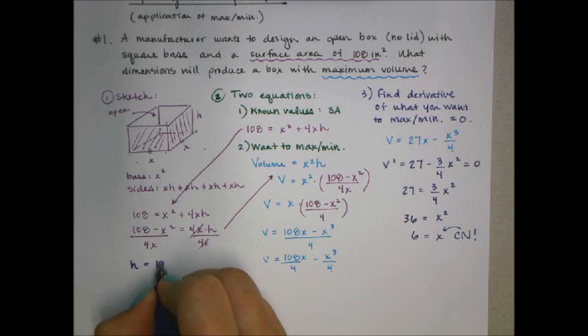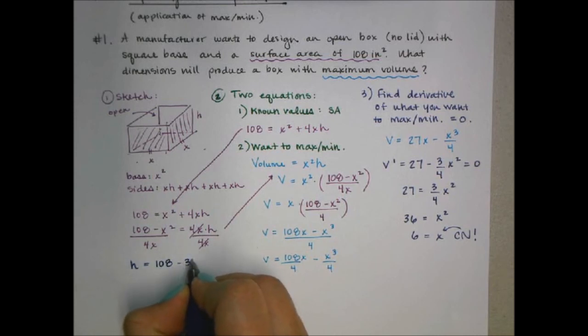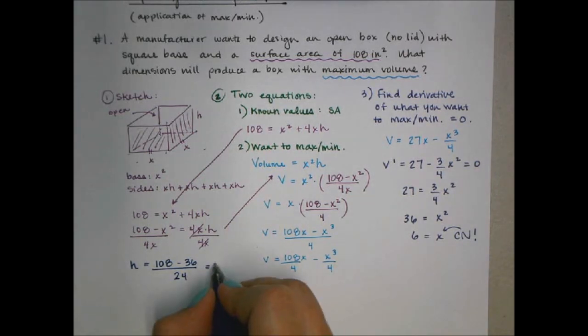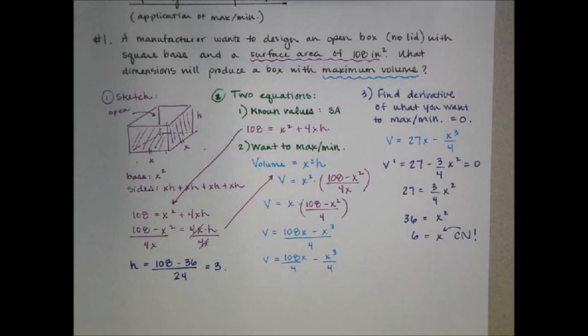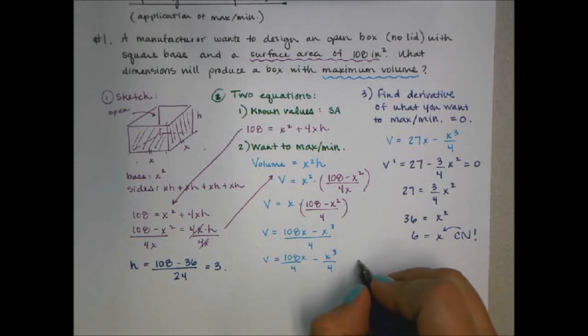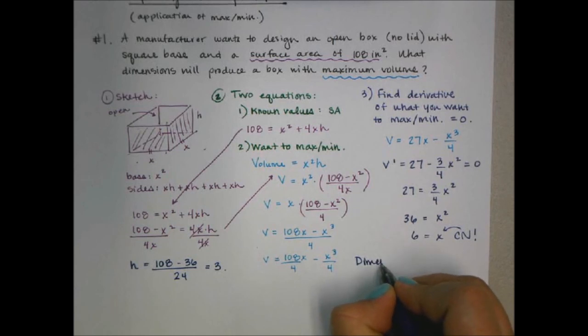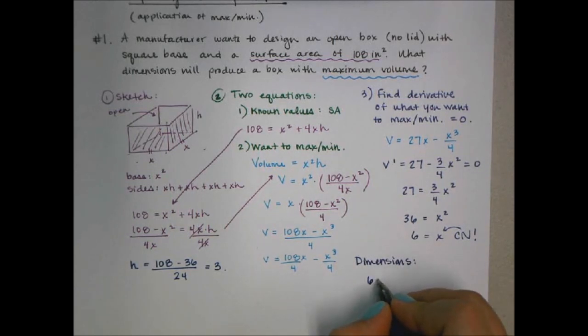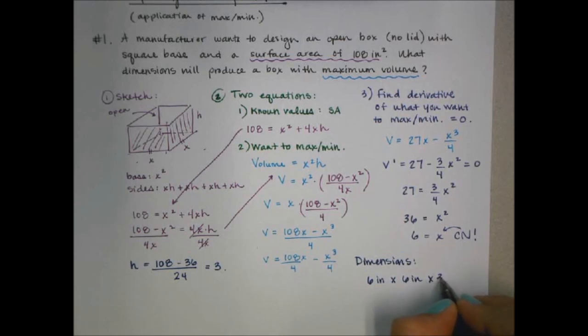108 minus 36 over 24. And that will come out to 3. So the length and width are 6. The height is 3. So my final answer, my dimensions here, would be 6 inches by 6 inches by 3 inches.